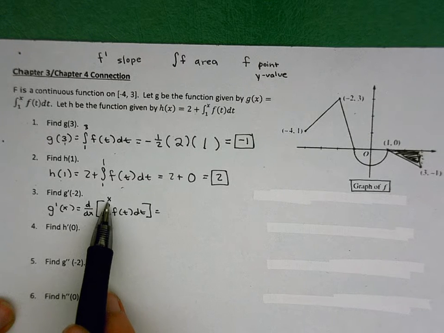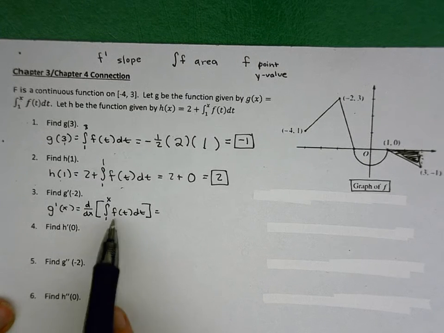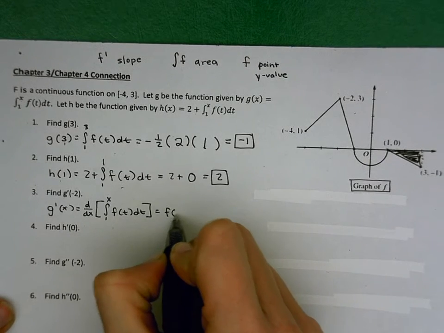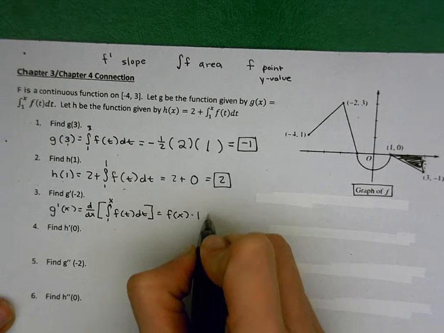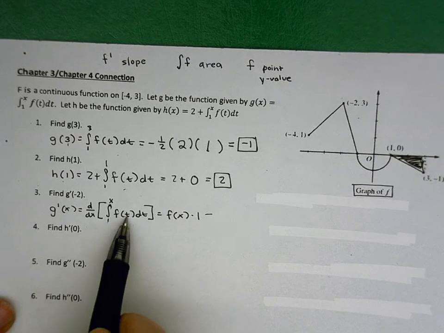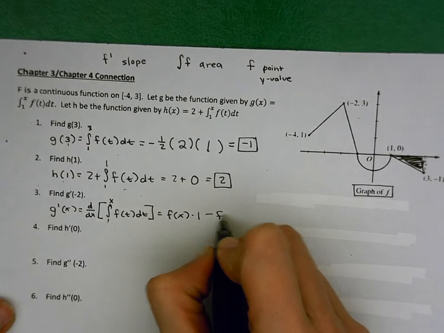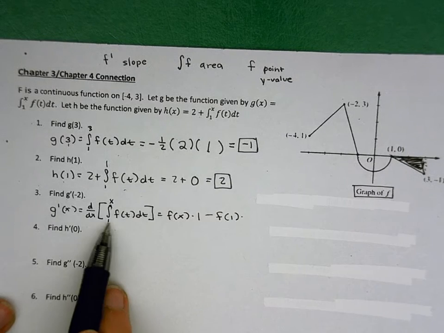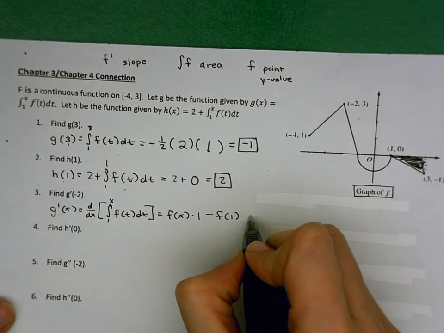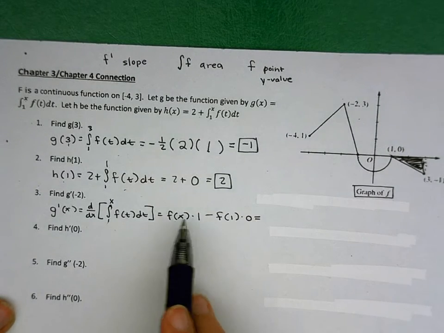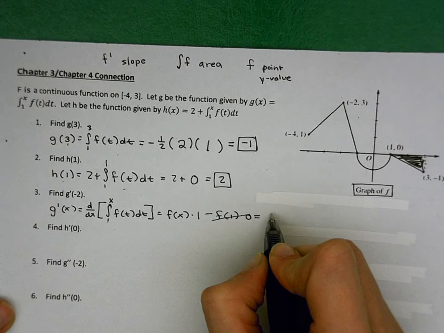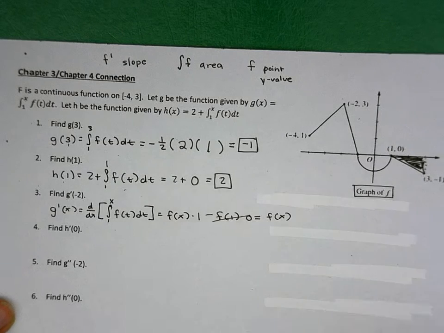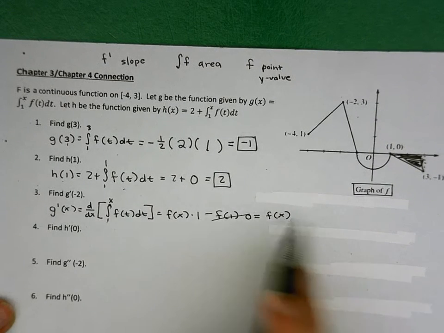So I'm going to take the upper limit and plug it in. So we have f of x times the derivative of the upper, which is 1, minus, take the lower and plug it in, f of 1 times the derivative of the lower, which is 0. So f of x times 1 minus all of that 0 is just f of x. Okay, so g prime of x equals f of x.